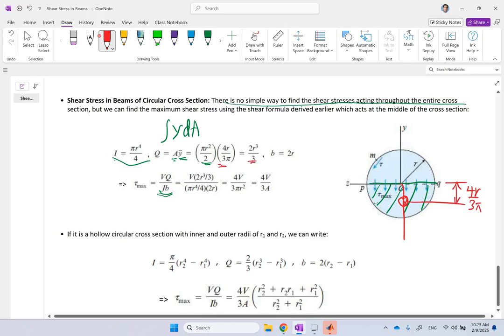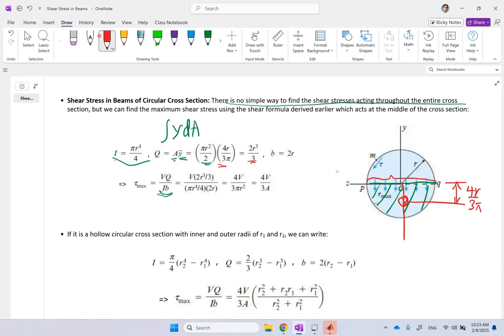So that is going to be Q for it, and b, the width of the beam at the middle, is 2r. So if you plug in, you find 4/3 times V over A. And remember, V over A is tau average. So 4/3 tau average is tau max for circular. For rectangular, it was 3/2.